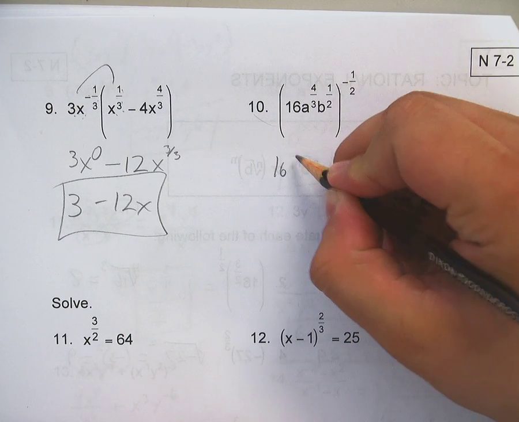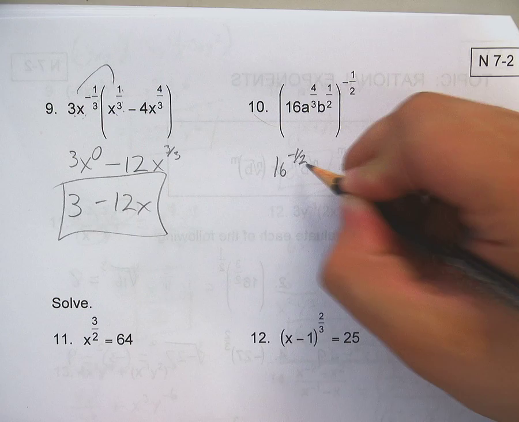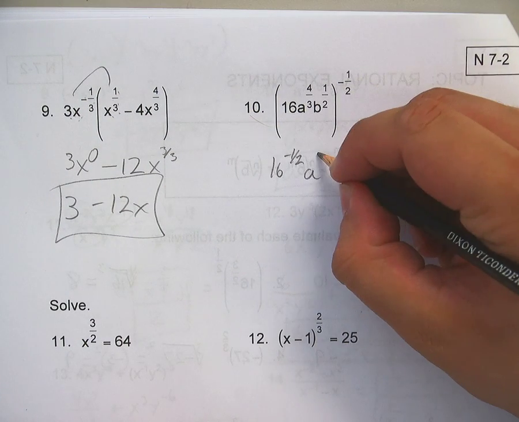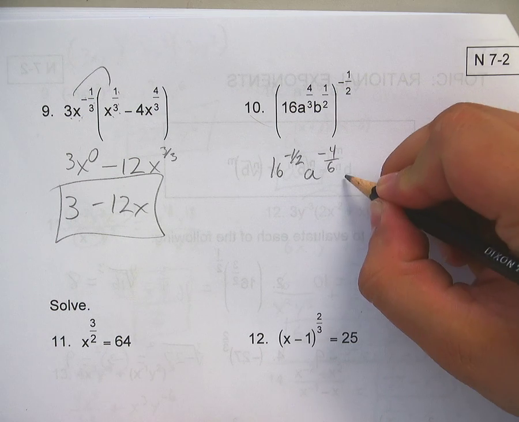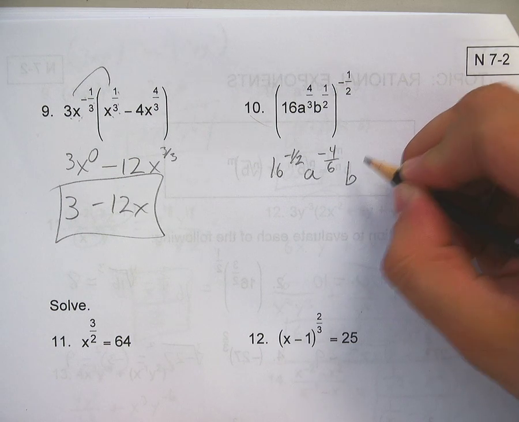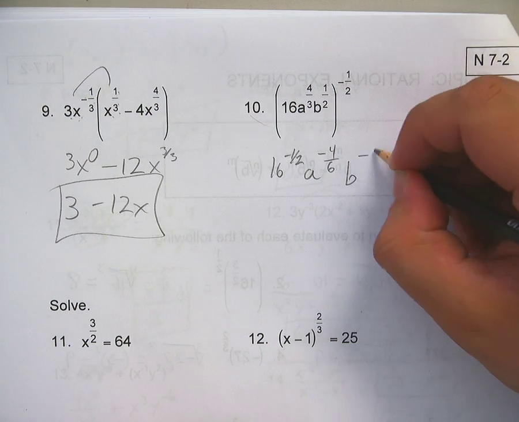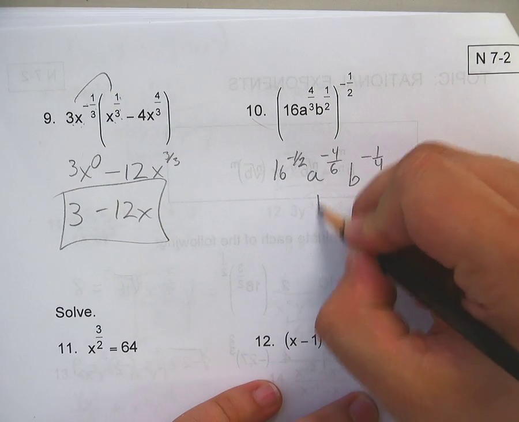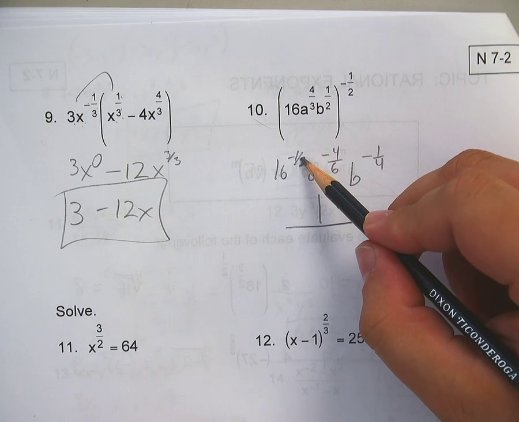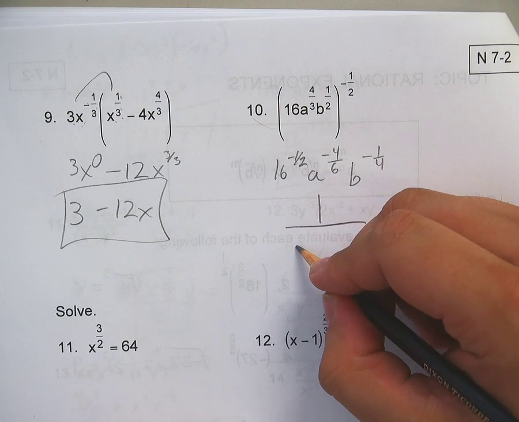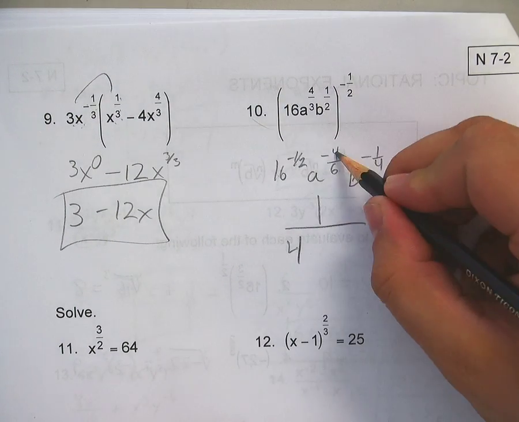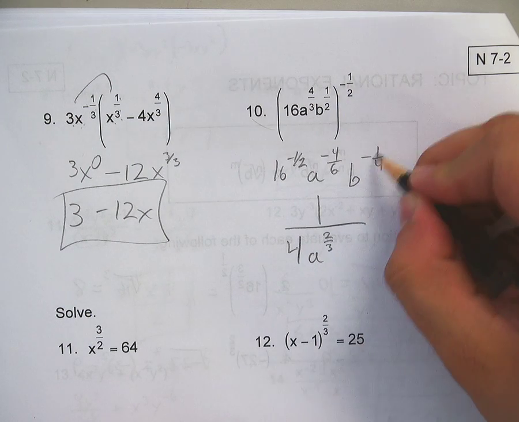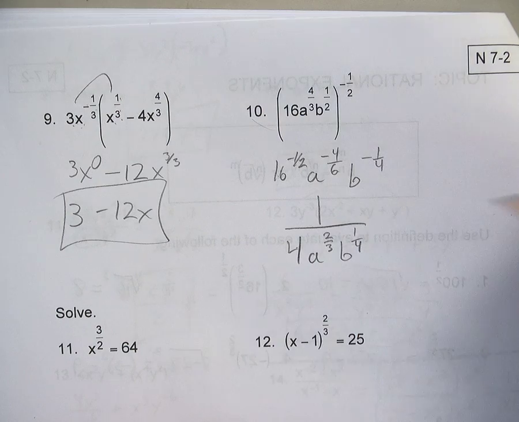Okay. 16 to the negative 1/2. Multiplying these together here, a to the negative 4/6, b to the negative 1/4, which can obviously be simplified down. 1 over 16 to the 1/2 is 4, so it'll be 16 to the 1/2 down here. a to the 2/3 and b to the 1/4.